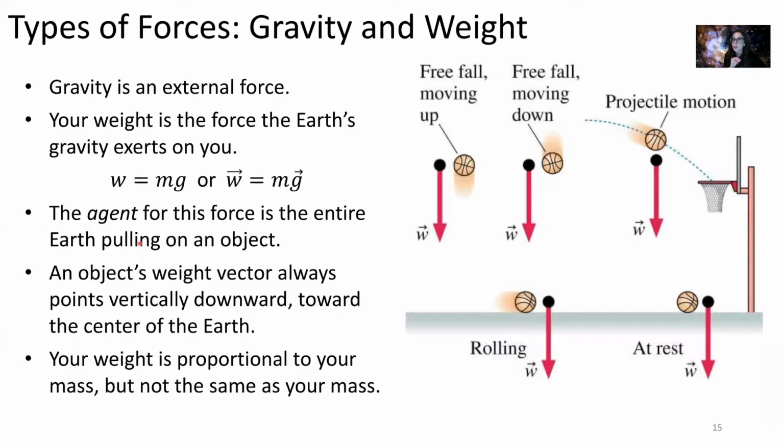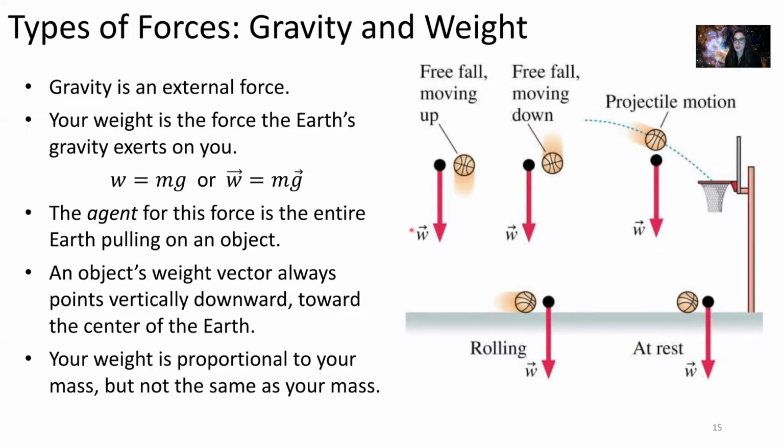The agent of this force, that's the thing that's doing the pulling, is the entire Earth pulling on an object. The entire Earth is pulling an object towards the surface of Earth. An object's weight vector will always point vertically downward towards the surface of the Earth, towards the center of the Earth. Your weight is proportional to your mass. It's the mass times the acceleration due to gravity, but it is not the same thing as your mass. Your mass is how much stuff you are made up of, and your weight is an expression of how much force the Earth is exerting on you.